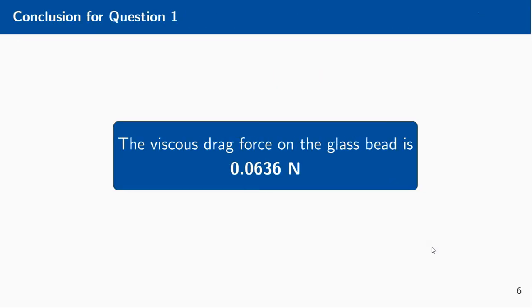Therefore, the viscous drag force acting on this glass bead as it settles through the glycerin is 0.0636 Newton. This relatively small force demonstrates how viscous drag in a highly viscous fluid like glycerin can balance the gravitational force on a small particle, which results in constant terminal velocity.